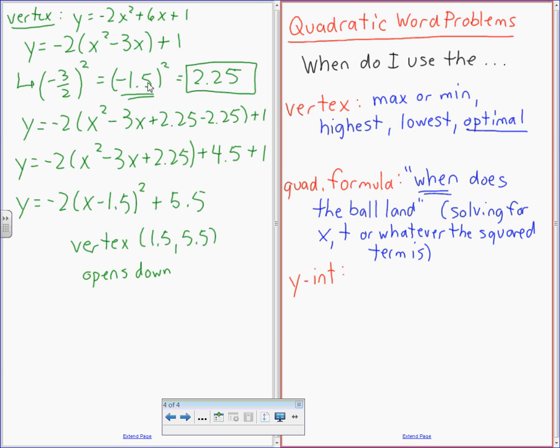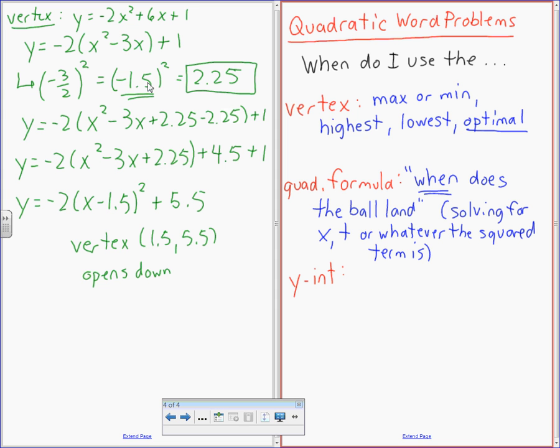Okay, so it says when does the ball land? It says when you're solving for x, t, or whatever the square term is. So depending on what the question was, a lot of them will be timed to start off, just to get you guys used to it. All right, y-intercept, this is something new.